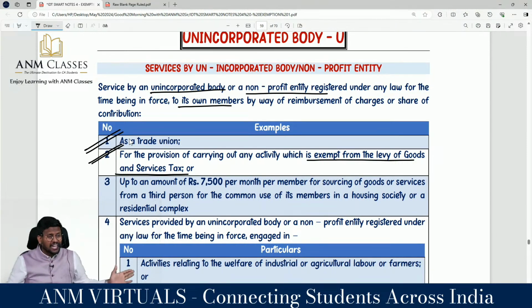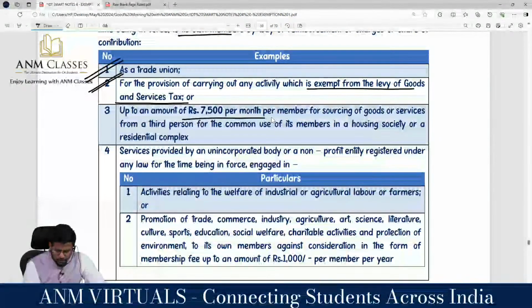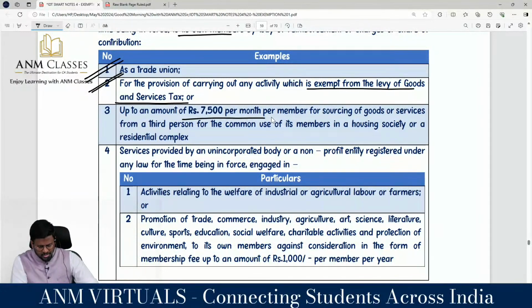So I am starting an unincorporated body. By the unincorporated body, I am providing service to a trade union. It is fully exempt from GST. Number 2, by that unincorporated body, I am doing an exempt supply. It is fully exempt from GST up to an amount of 7,500 per month. That means, my dear lovable students, it is exempted, but the threshold limit will be applicable.